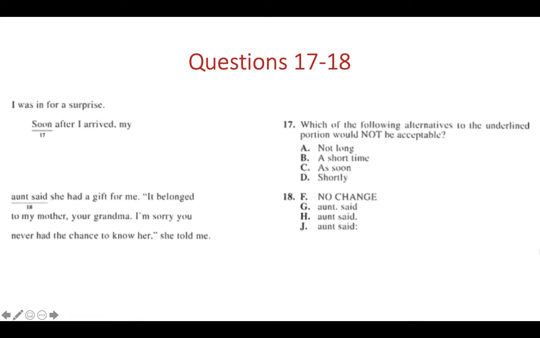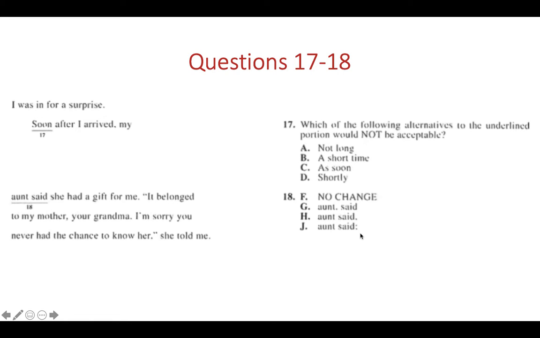All right, 18. Soon after I arrived, my aunt said she had a gift for me. We don't want to put a comma in between a subject and a verb, so that one's not correct. We don't need a comma after the said here because we don't have a direct quote. If you said, my aunt said, comma, speech marks, it belonged to my mother, your grandma, then that would be fine. But if you are just repeating what someone else said, then you don't put it in speech marks, and therefore you don't need a comma after said. So that one's not right.